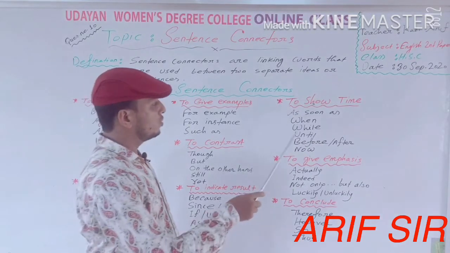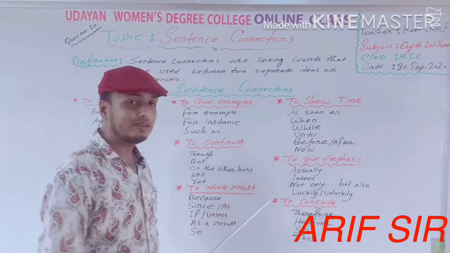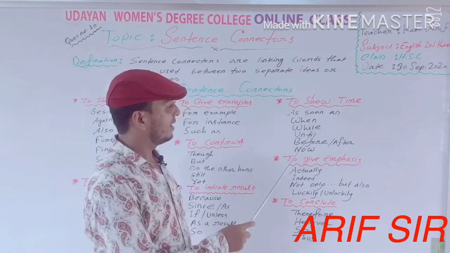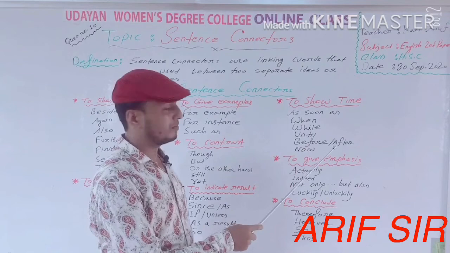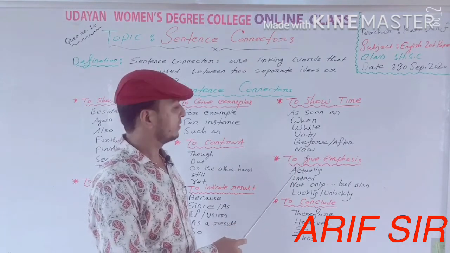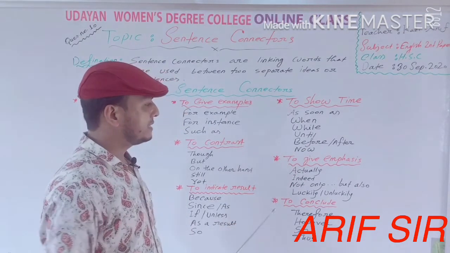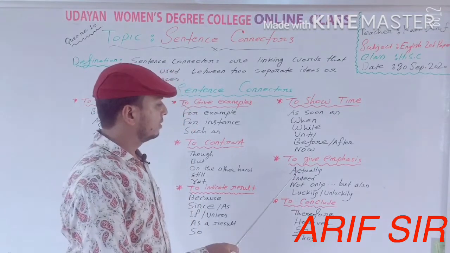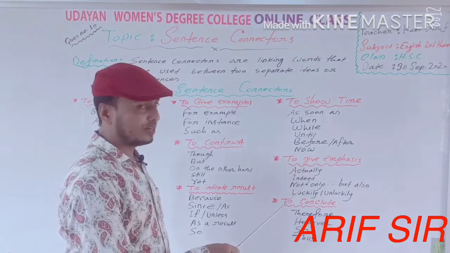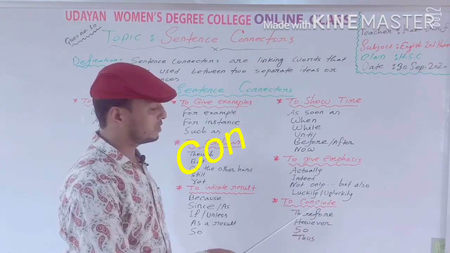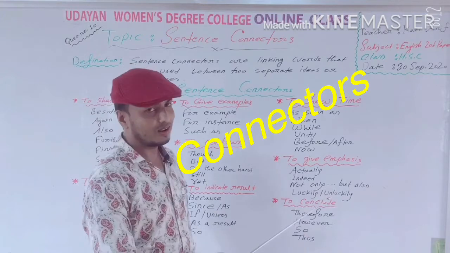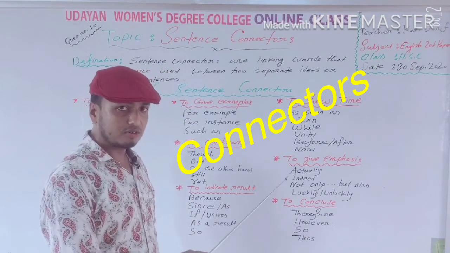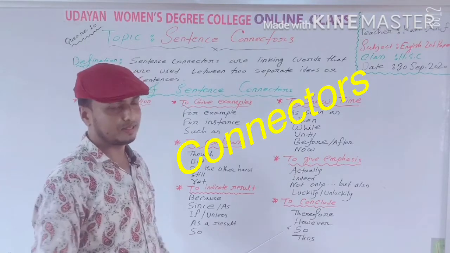Next, to show time. If the sentence indicates time, you can use as soon as, when, while, until, before or after, and now. Next, to give emphasis. Okay, you can use actually, indeed, not only but also, luckily or unluckily. Okay, and this type of connectors you can use to give emphasis.